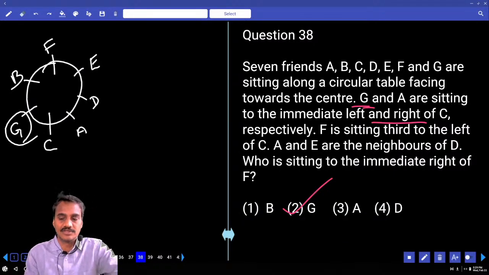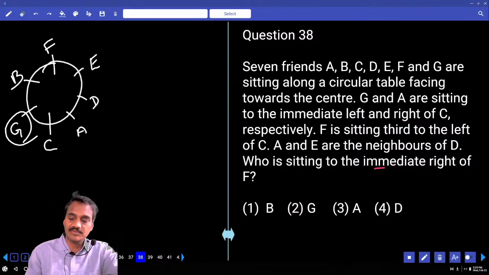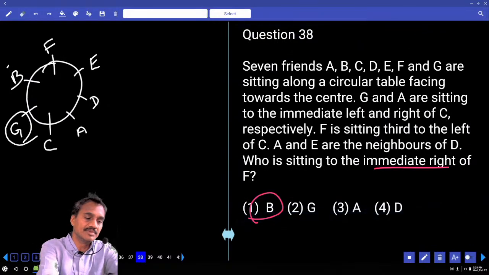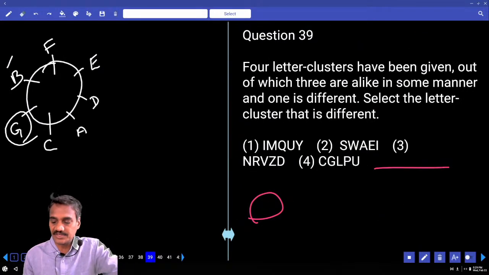Now the one who is sitting to the immediate right of F. Who is the immediate right of F? B. B, that is choice 1. 38, choice 1. Then the 39th one.